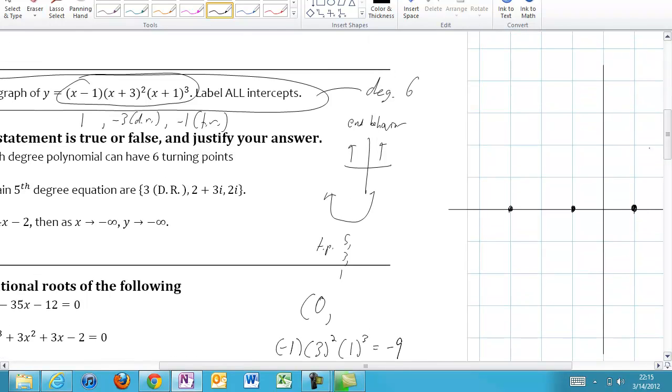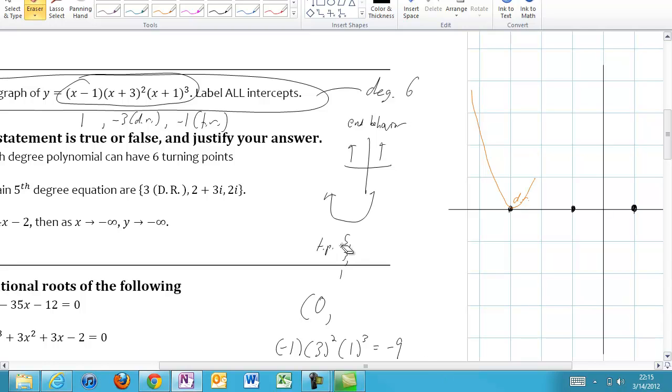Okay, let's go back to the root analysis. I know that 1 is a root, but let's start from left to right. We're coming in from up top, and then it says this is going to be a double root. Well, double roots are turning points. And if I come down from top and I hit that, I have to jump right back up.